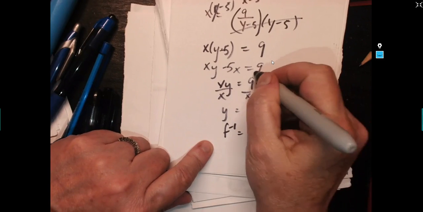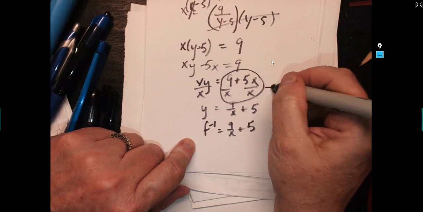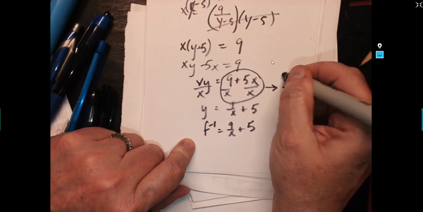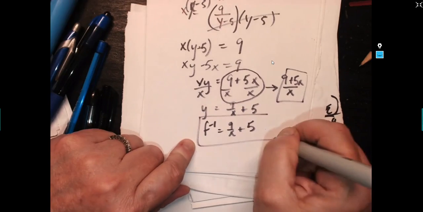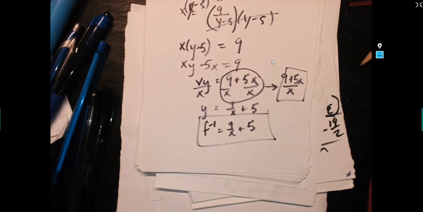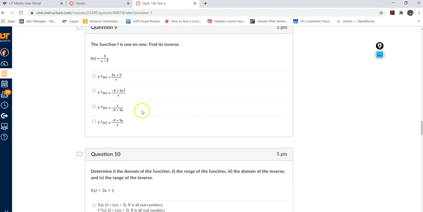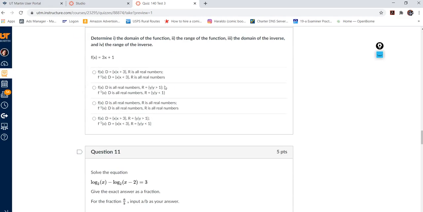Or you could have put these into the same fraction, which would have been 9 plus 5x. So either one of these is correct. So now let's have a look at the selections. Here, I wrote it as 9 plus 5x over x, but that is the same thing, so that's our inverse. Okay, determine the domain, the range, and the domain of the inverse and the range of the inverse.